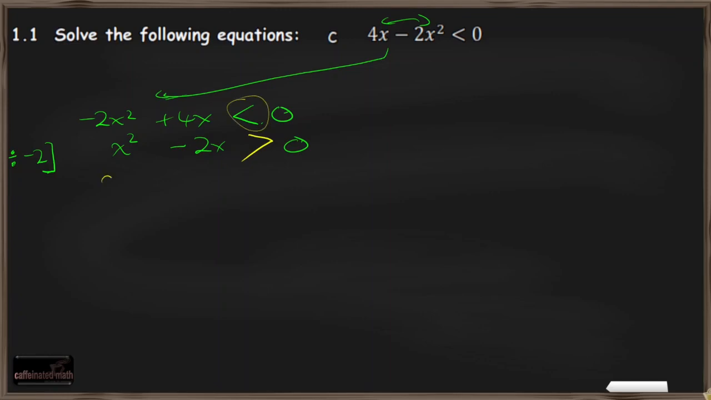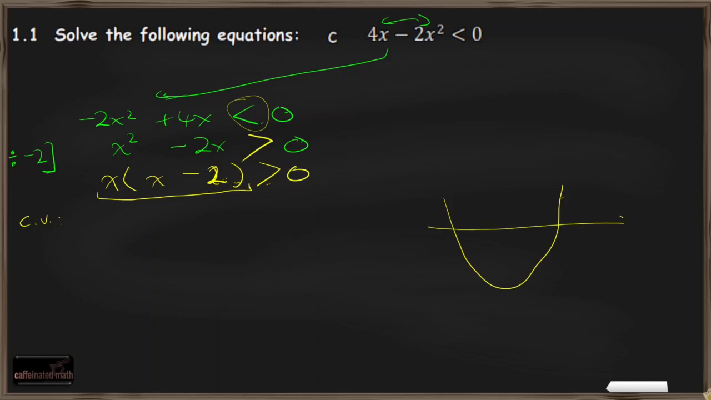From here we can still factorize. I'm trying to factorize, so we can only take out 1x, so that will be x multiplied by x minus 2 in brackets greater than 0. So now we are ready to address our critical values. That is, of course, where this function will cross the x-axis. Remember, above will be greater than and below will be less than. We are looking for these values. These are the critical values.